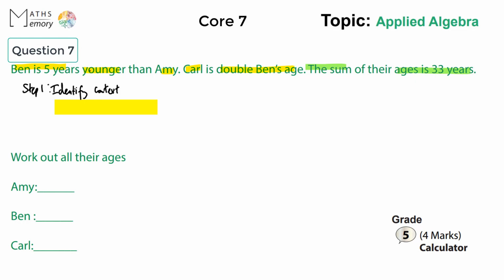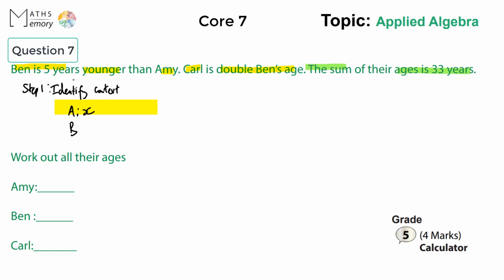Now, Ben is 5 years younger than Amy. We can't do Ben because that's relative to Amy. Carl is double Ben's age, so we can't do Carl because that's relative to Ben. We didn't know Ben before. So Amy must be your base. So Amy has to be X.